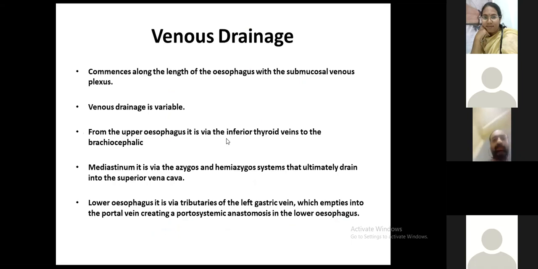Most of the venous anastomosis and the plexus lies within the submucosal layer. From the upper esophagus, it drains into the inferior thyroid vein and into the brachiocephalic trunk. In the mediastinum, it is via the azygos and the hemiazygos system that ultimately drains into the superior vena cava. In the lower esophagus, it is via tributaries from the left gastric vein, which empties into the portal vein, creating a portosystemic anastomosis in the lower esophagus.